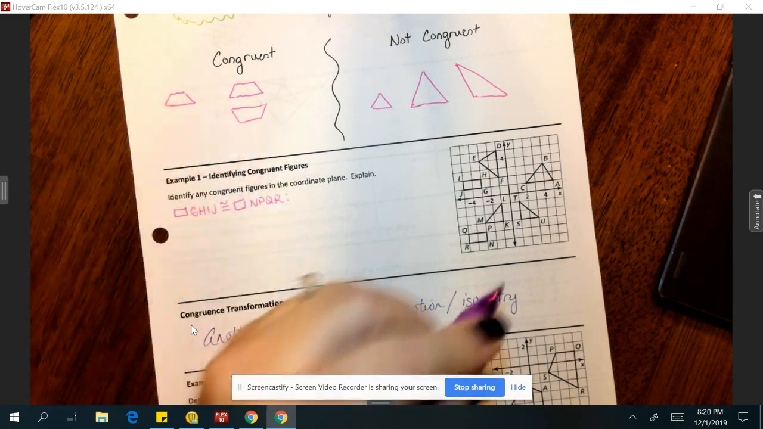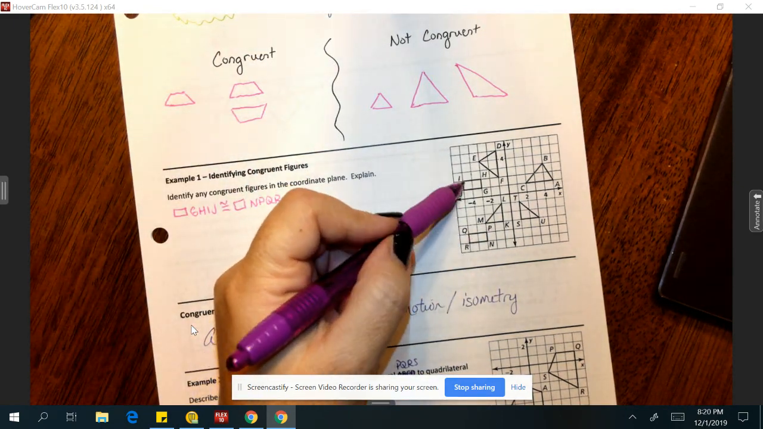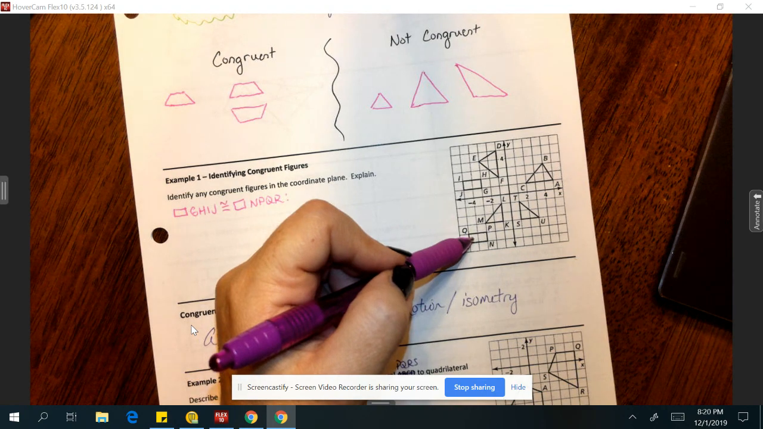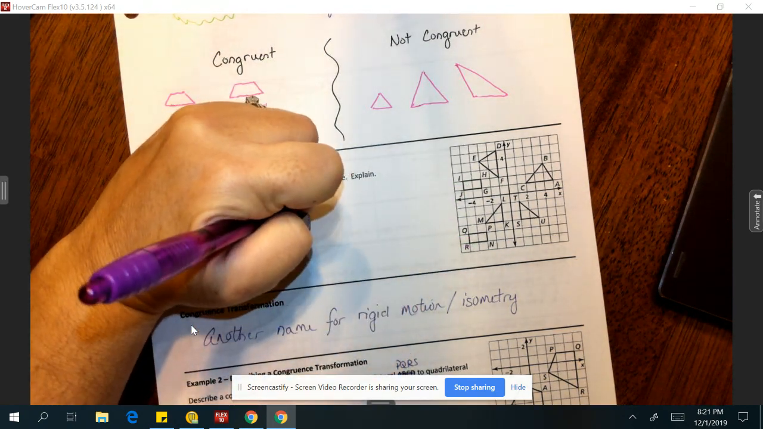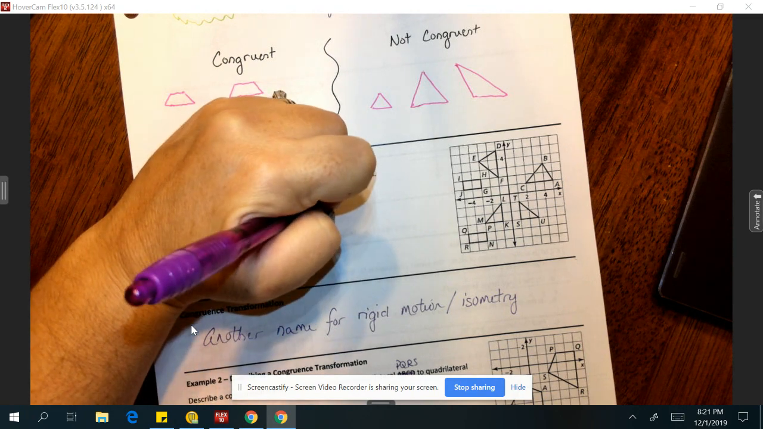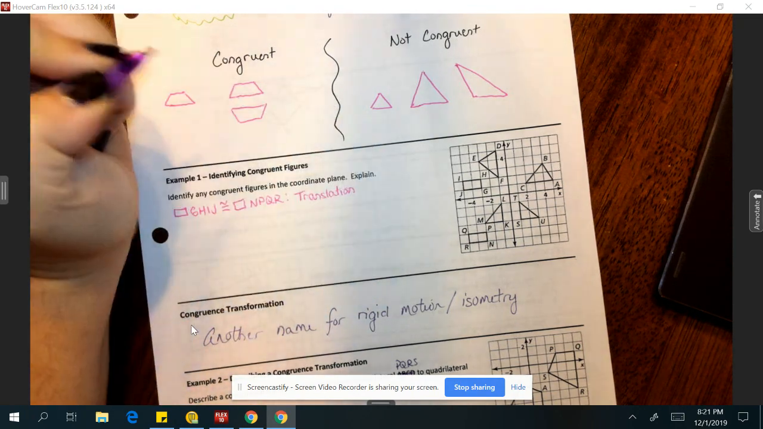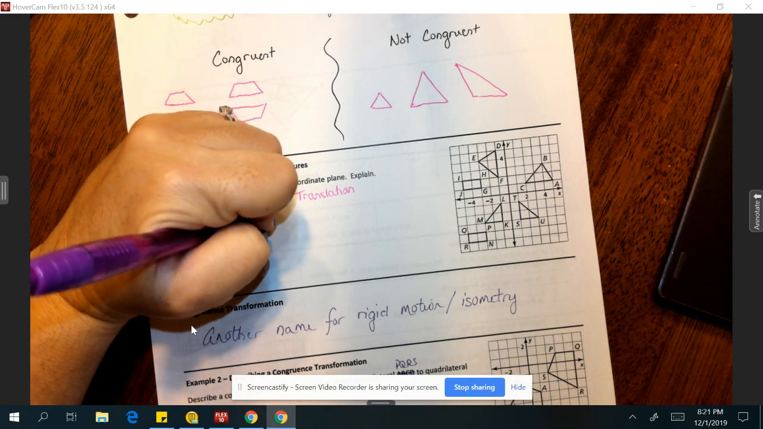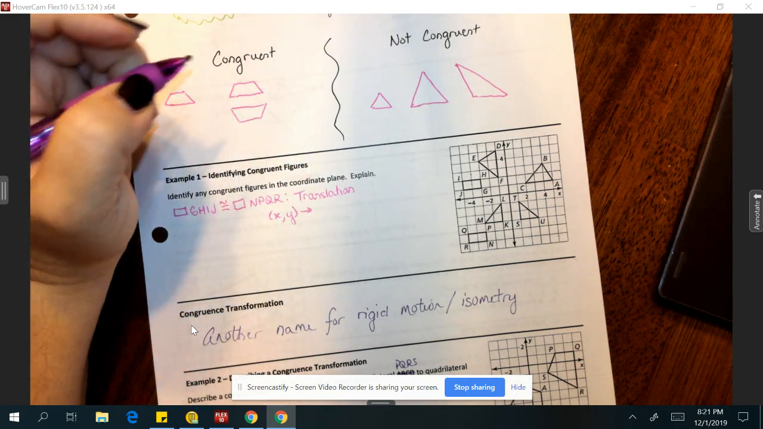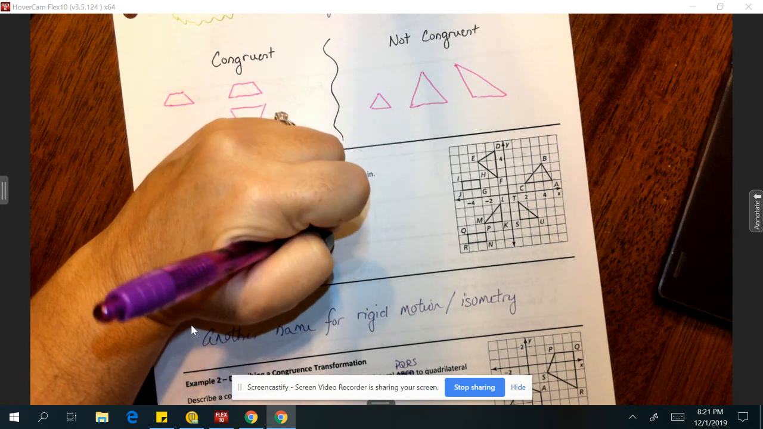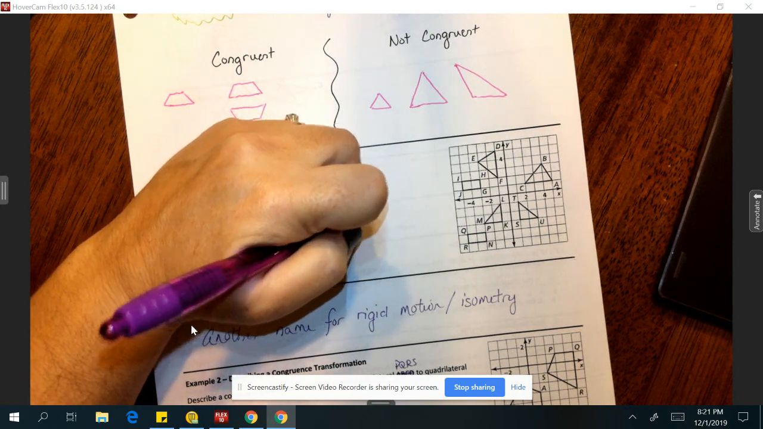And the reason those are congruent, if I look, the easiest way to describe the motion from one to the other is that you just translated one to the other. So I'm going to say it's a translation. And the rule would be every point is shifted down 6. So you write that as y minus 6.